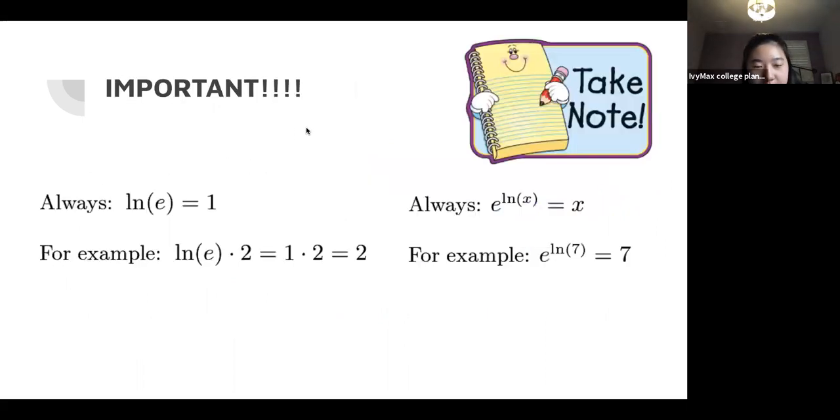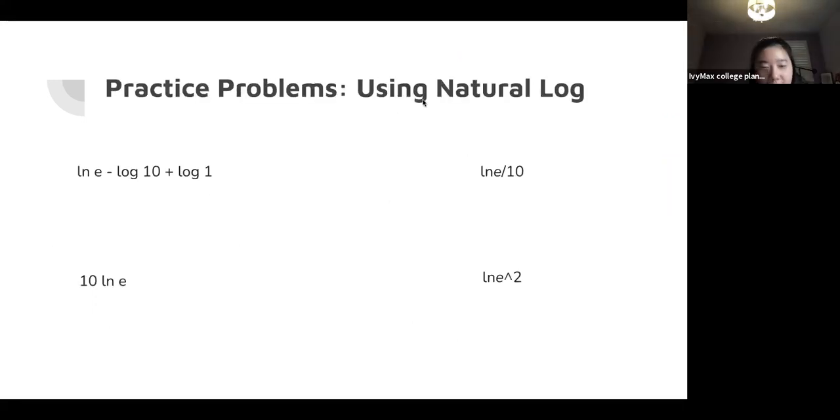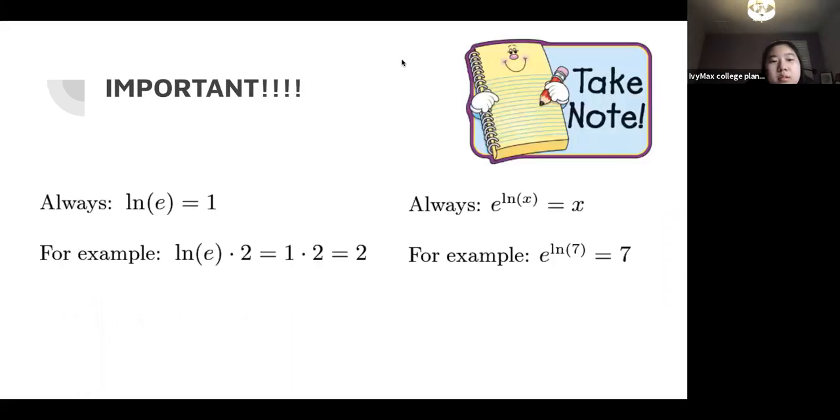And then here's the other thing that we remember from last week, just to make sure you guys get it. Natural log of e is equal to 1, and e to the natural log of x is equal to x, which means that e to the natural log is 1, and then you just bring whatever your x is down here. Okay, so here are some problems using natural log, just the rules that we learned here.